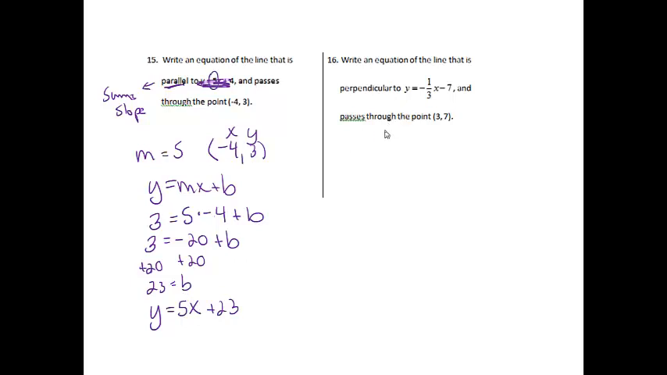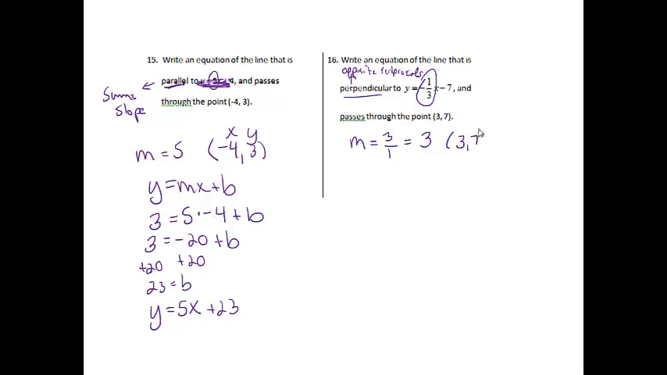Right, number 16, write an equation of the line that is perpendicular to y equals -1/3 x minus 7 and passes through the point 3, 7. Well, we know perpendicular slopes are opposite reciprocals. Okay, so if we know the slope on this first one is -1/3, my slope is going to be, this one's negative, so mine's going to be positive, and the reciprocal of 1/3 would be 3/1, which I'm going to rewrite as 3.